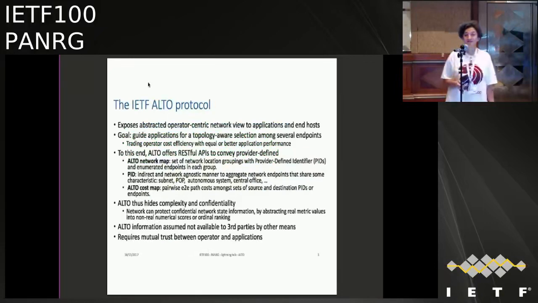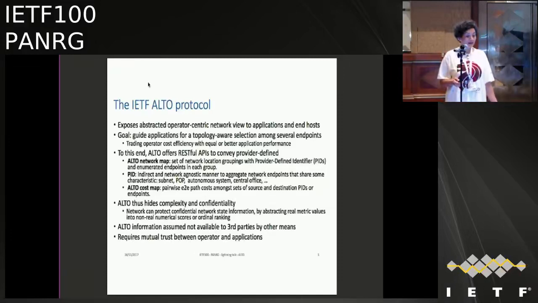So the IETF protocol is a transport protocol that exposes a network-centric abstraction of the network. So the goal is to guide the application for the selection of their endpoints so as to trade network cost efficiency with equal or better application performance.